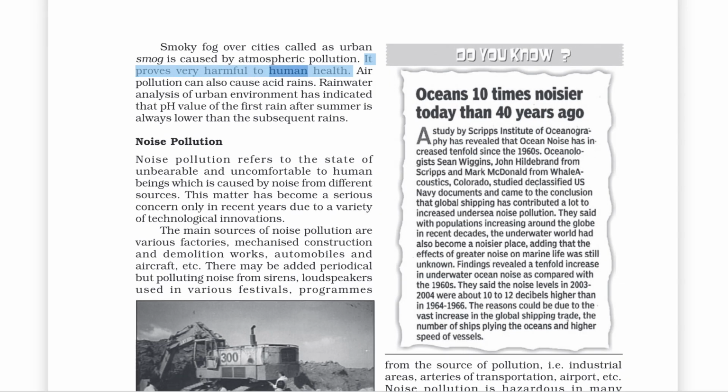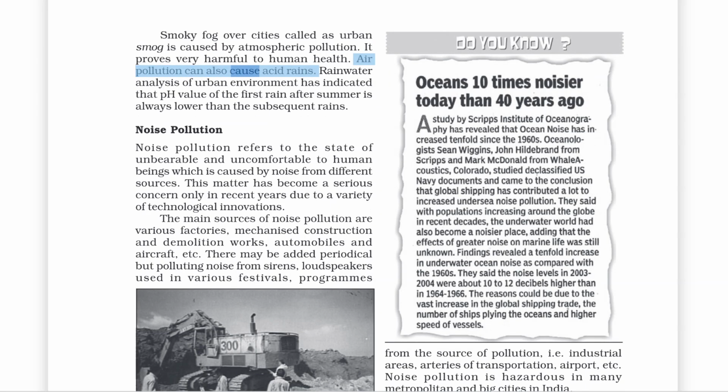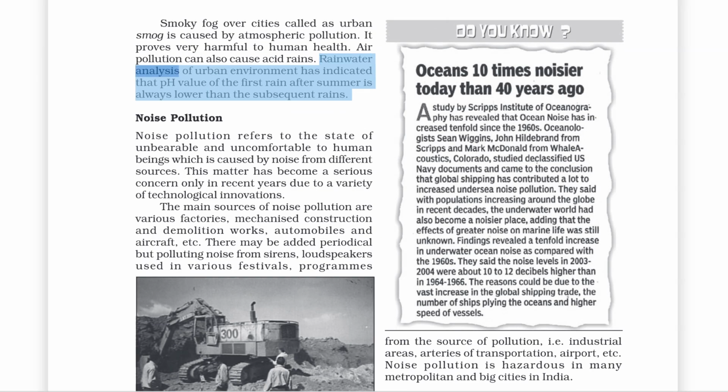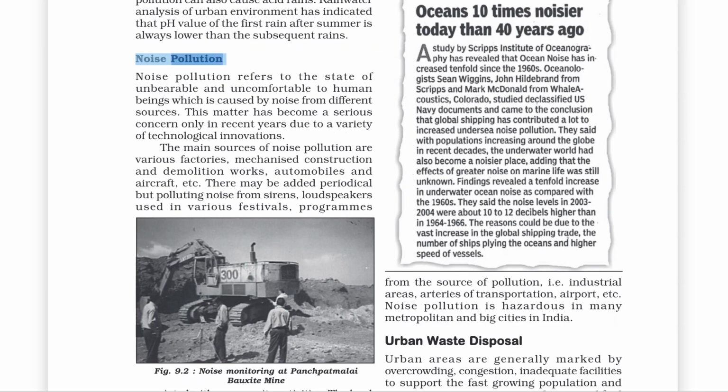It proves very harmful to human health. Air pollution can also cause acid rains. Rainwater analysis of urban environment has indicated that the pH value of the first rain after summer is always lower than the subsequent rains. Noise pollution.